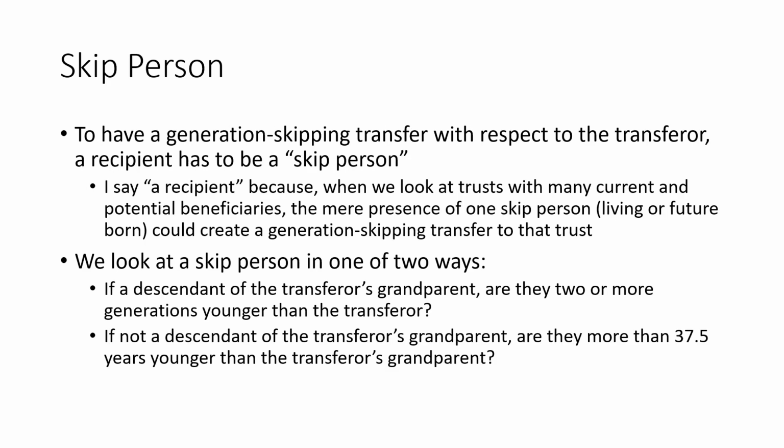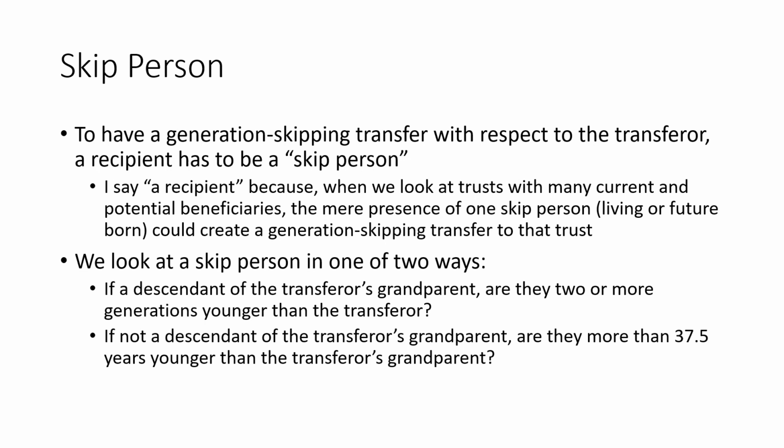But for the time being, now that we've looked at transferor and how that definition is fluid, we also have to have a skip person on the other side of a transfer of wealth. So the transferor is transferring property to a person who, if they're categorized as a skip person, will close the loop on this being a generation skipping transfer that could be subject to the GST tax. So typically you have to have at least one recipient on the other side who's a skip person.